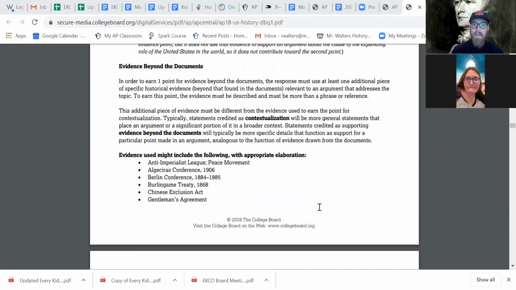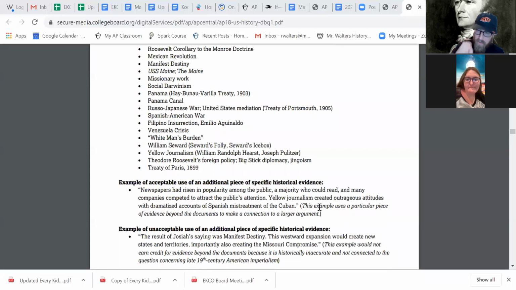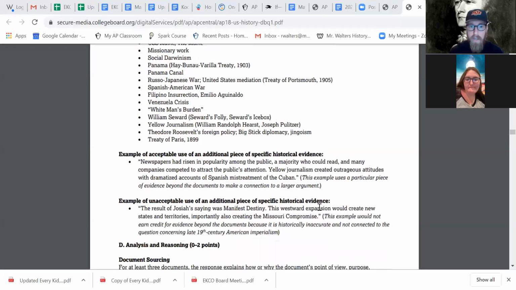So they give you a list here, and notice it's a pretty big list. I mean, like, look, it goes on and on. Social Darwinism, manifest destiny, dollar diplomacy, white man's burden, Teddy Roosevelt's foreign policy, big stick diplomacy. I mean, there's just a lot. Usually they give you like 30 different things students could use. And again, they're just saying, hey, these are some examples. You could actually use other ones too. So what you're going to have to do is come up with two things that they did not say that explain the point you're making. So let me show you a good example.